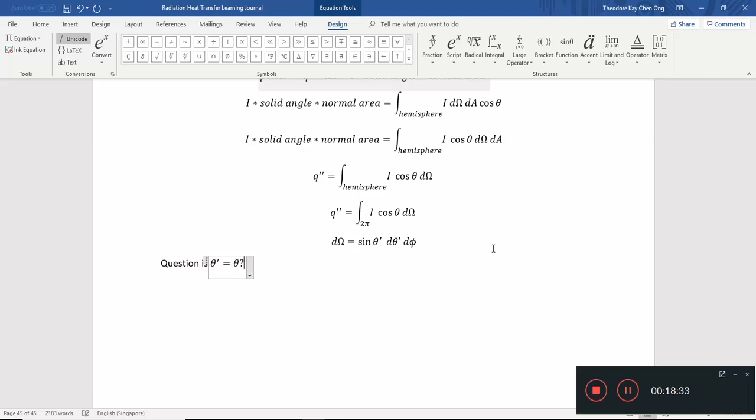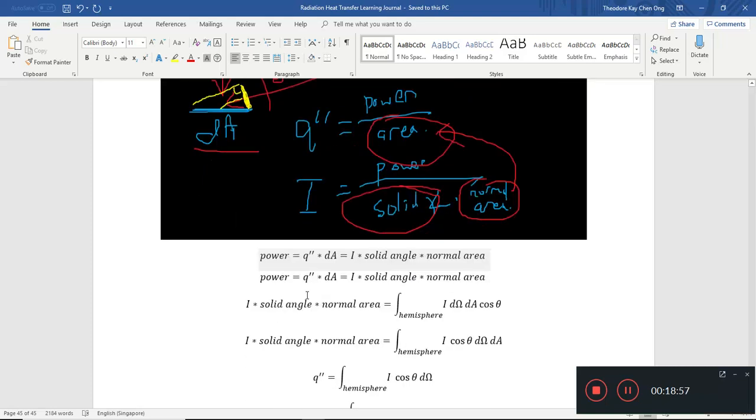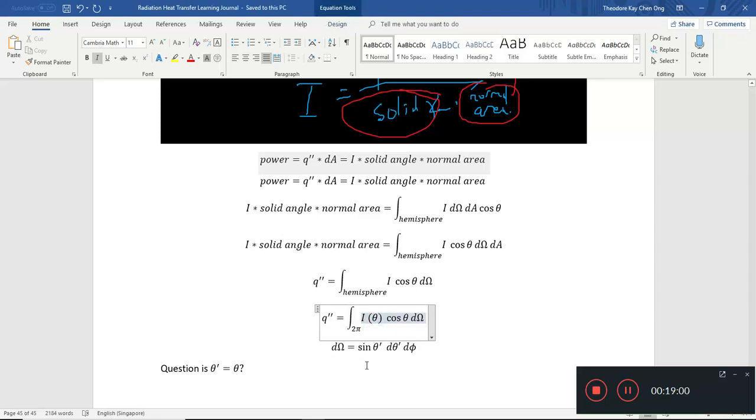Which theta is which? So that's one of the questions, but at least conceptually, we can see that this is the equation for heat flux. How do we get heat flux from intensity? It is like this. And of course, intensity will be pretty dependent on the angle with respect to the normal. Therefore, we need to put these two indicators here to say that the intensity field in general will be dependent on both the azimuthal and the polar angle.